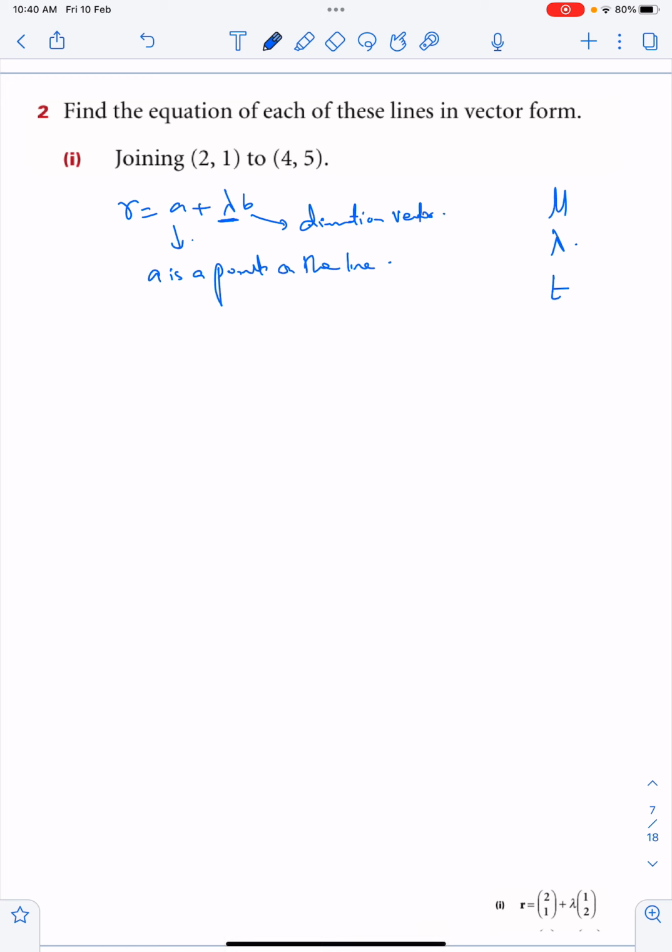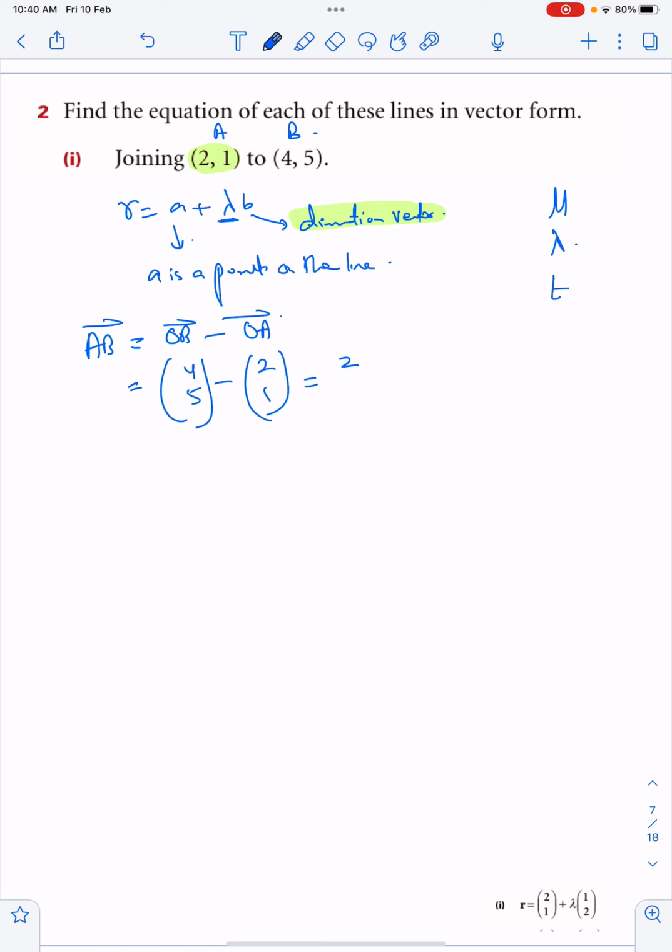First of all, I already have 2 points on the line, so I can use any one of these, the first or the second. For the direction vector of the line, assuming this is A and this is B, you have to find AB. To find AB, I will write OB minus OA. OB is (4, 5) minus OA which is (2, 1), so the answer is (2, 4).